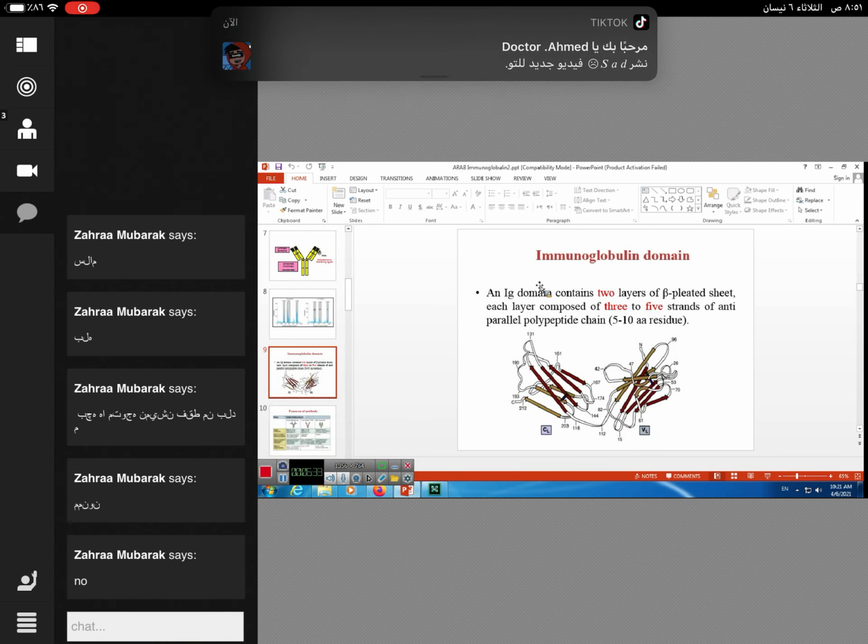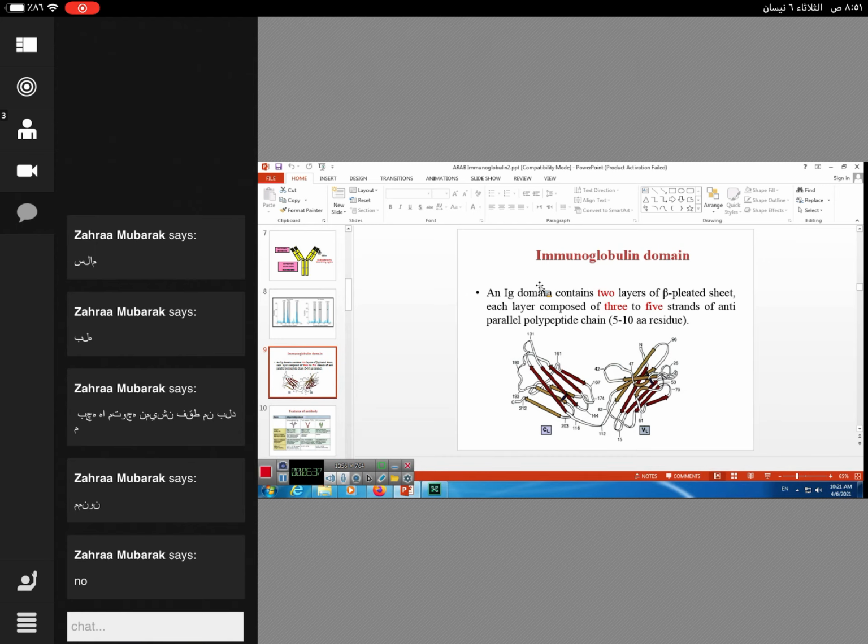So, the immunoglobulin domain is an area that contains 2 layers of beta sheet, and each layer is composed of 3 to 5 strands. You see them with different colors: 3, 1, 2, 3, 1, 2, 3, 4, 5 strands. So, the immunoglobulin domain contains two beta sheet layers, and each layer is composed of 3 to 5 anti-parallel strands.